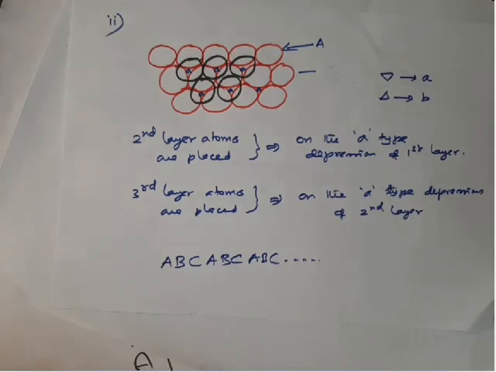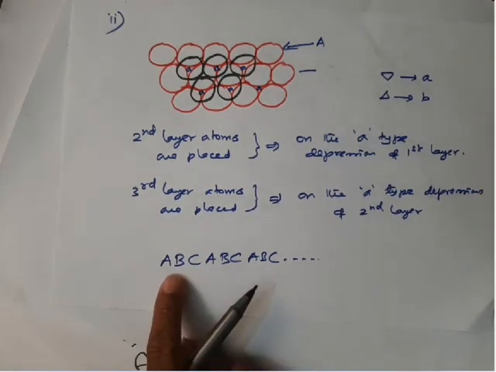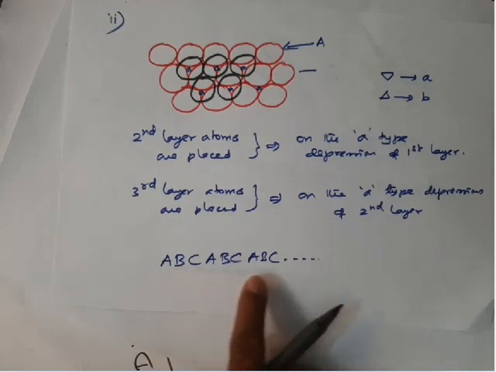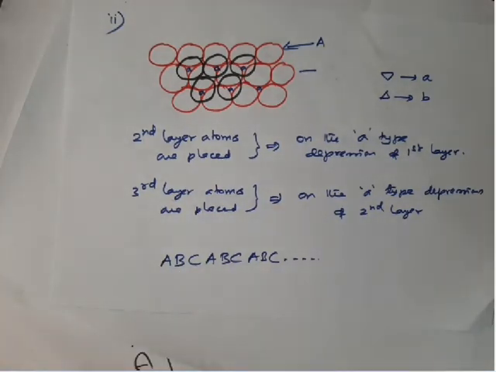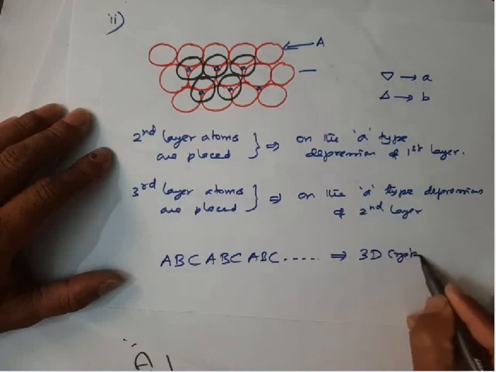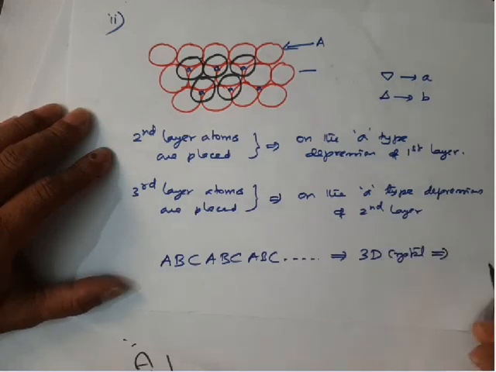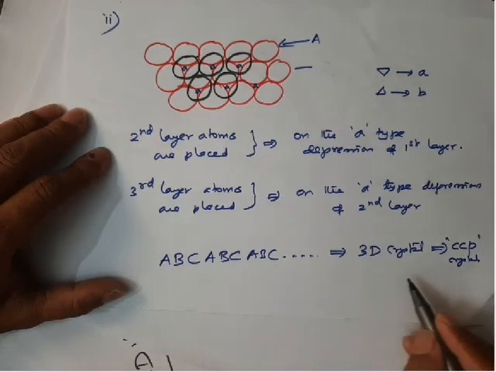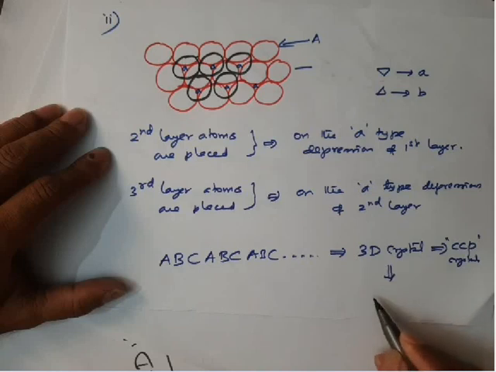Okay, so you take many layers and place the layers in such a manner that we should get ABC, ABC, ABC type of arrangement. If you place the layers in ABC, ABC, ABC manner, you will get a 3D crystal. That 3D crystal is called cubic close packed crystal, CCP. This cubic close packed crystal consists of face centered cubic unit cells.